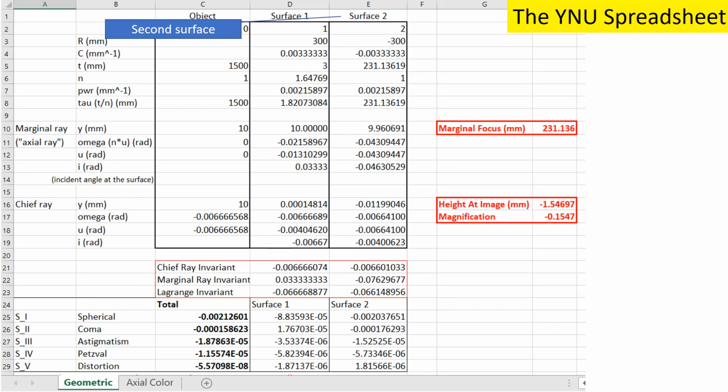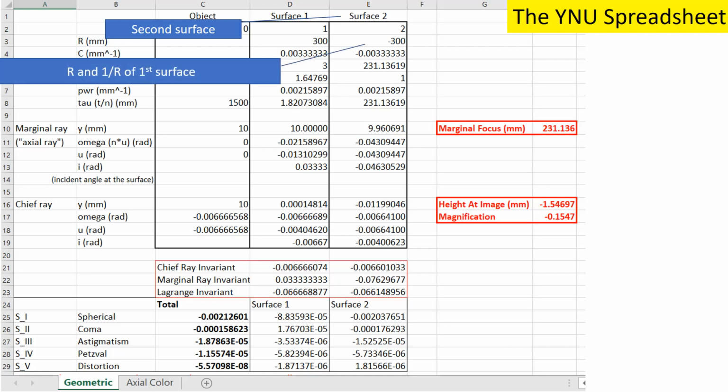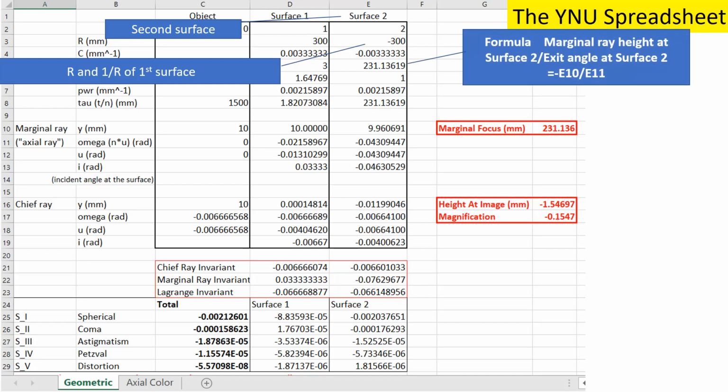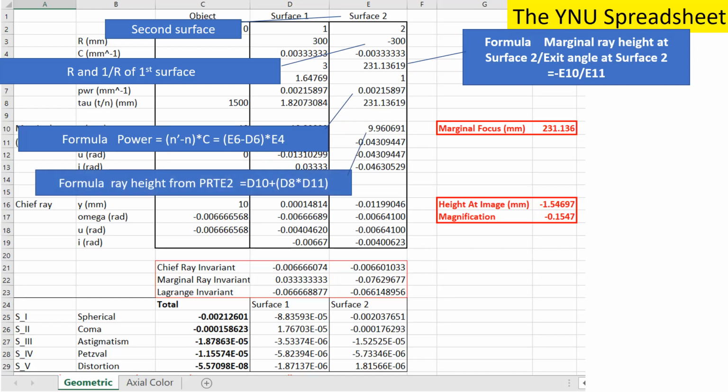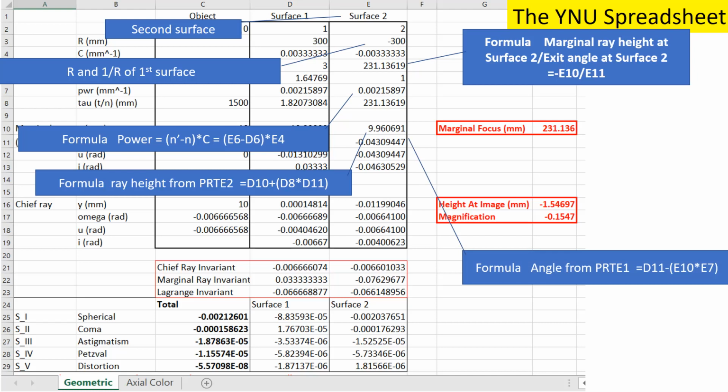Surface 2 is the back surface of the lens. It has a radius I put in of minus 300 millimeters, and it calculates the curvature. And this t is the distance behind the second surface. This equation, you can go and look at what those are. We need to come back to it because it's borrowing numbers from down below. The power is calculated. Thickness is divided by the index of refraction, and the marginal ray height coming out of the back surface is calculated using PRTE2, the transfer equation. And then the angle of the emerging light ray is calculated.